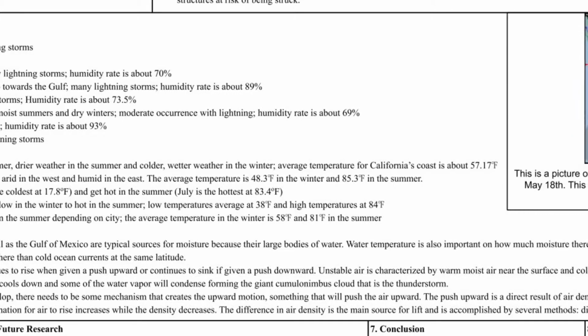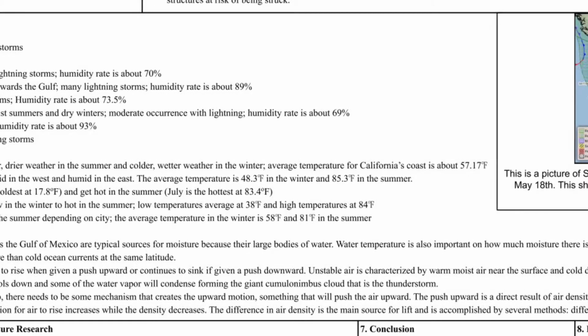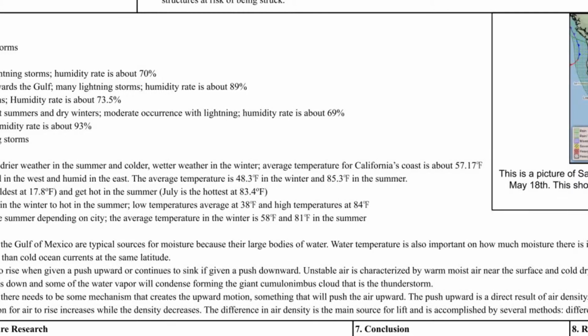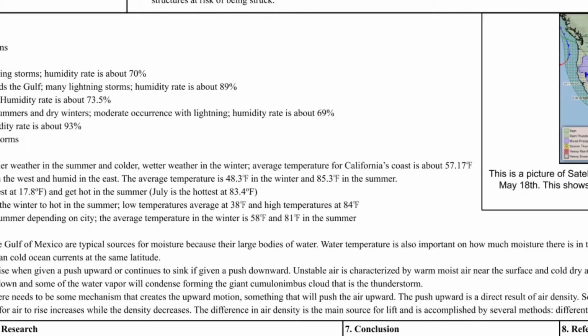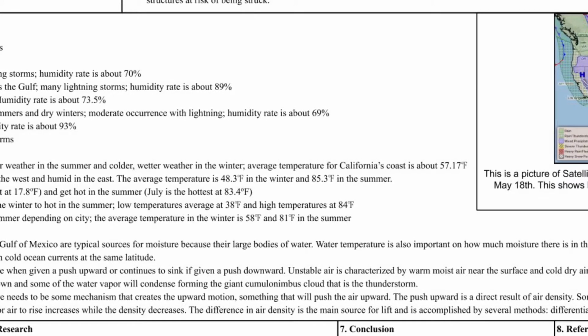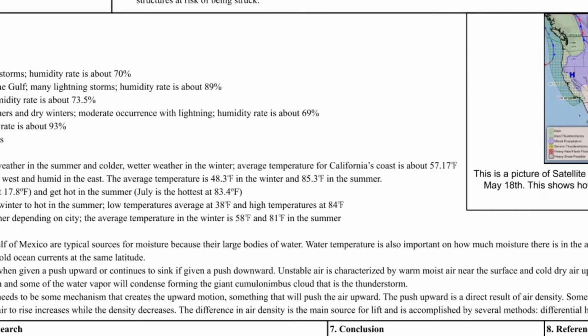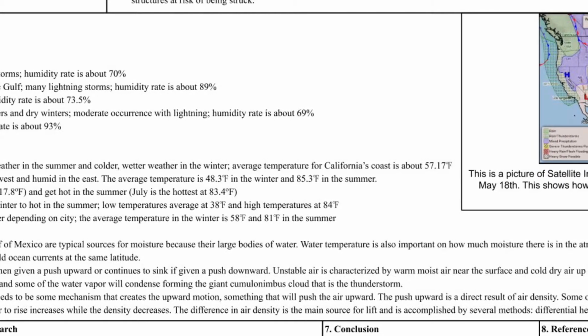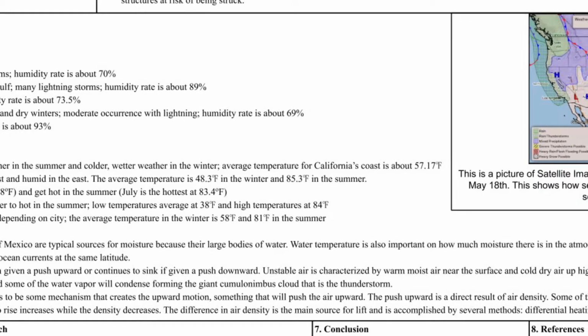Michigan is very cold in the winter. January is the coldest at 17.8 degrees, and it gets hot in the summer. July is about the hottest at 83.4 degrees. New York has a wide range in temperature, very low in the winter to hot in the summer. Low temperatures average 38 degrees and high temperatures 84. Florida has rather mild winters and can get very hot in the summer depending on the city.